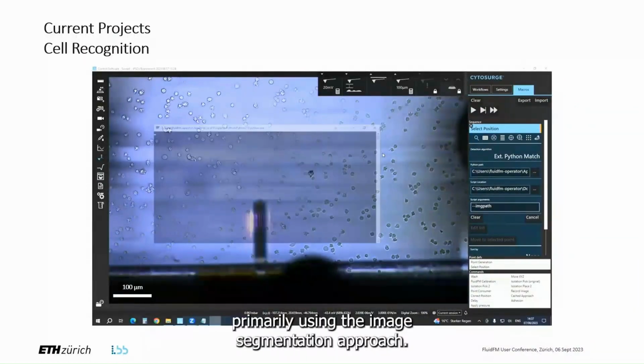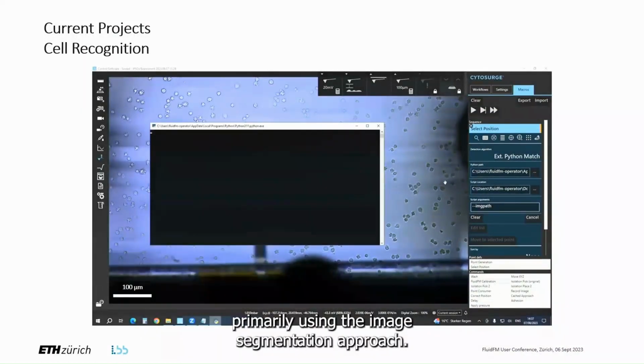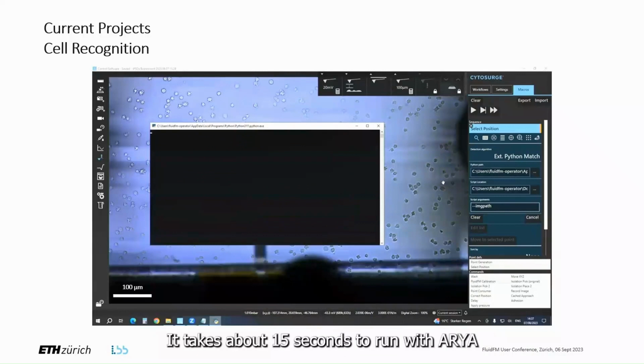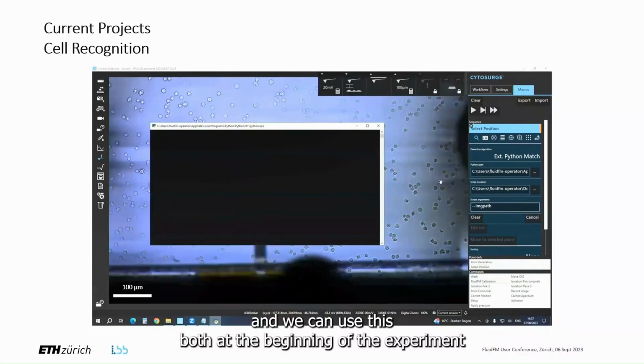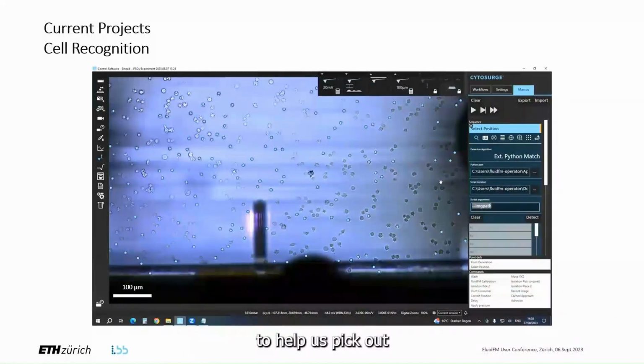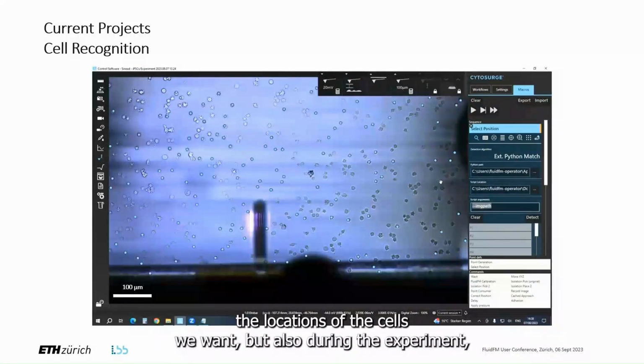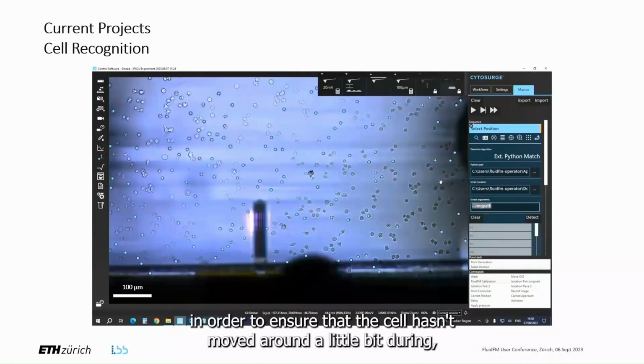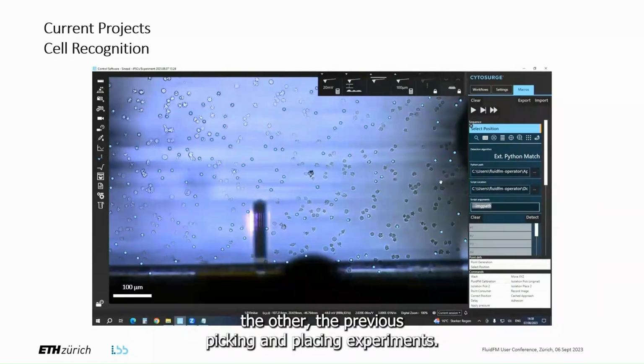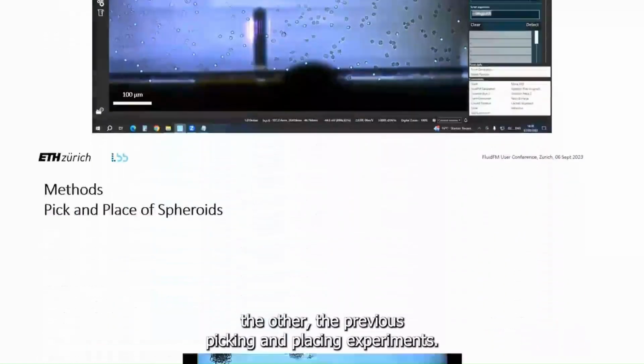So currently we're primarily using the image segmentation approach. It takes about 15 seconds to run with ARIA. And we can use this both at the beginning of the experiment to help us pick out the locations of the cells we want, but also during the experiment in order to ensure that the cell hasn't moved around a little bit during the previous picking and placing experiments.